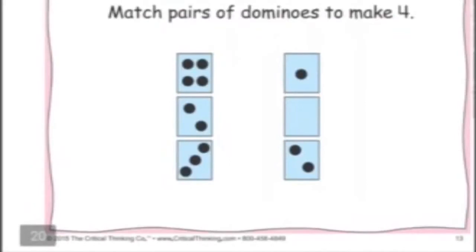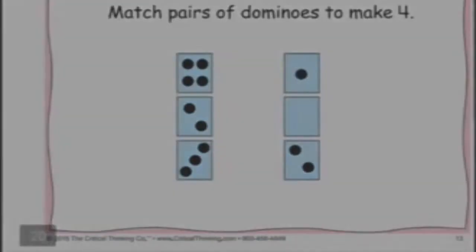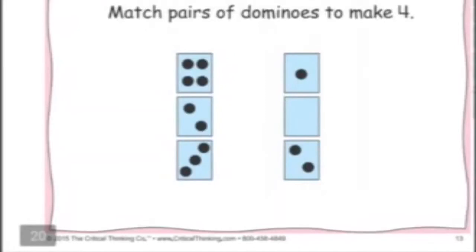Yeah, we still have pairs of dominoes. Now we want to make 4. So you have to match pairs of dominoes to make 4. So let's do that. I have 1 domino on the right side of mine. Now I'm going to look for what I will add to 1 to get 4. So let's count on from 1 to 4.